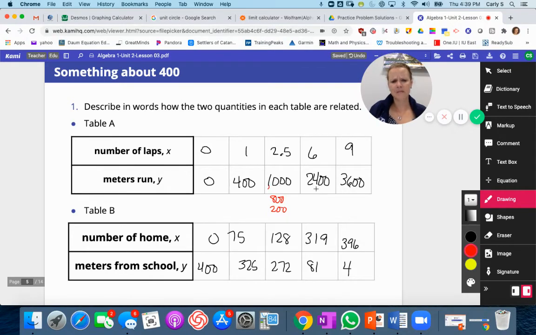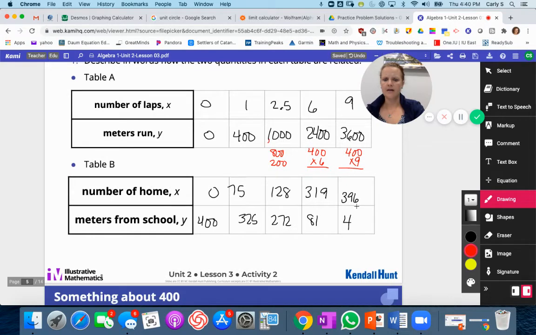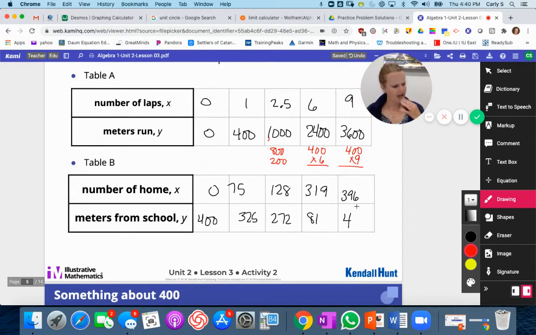Okay, 6 laps would be 400 each lap times 6, which is 2,400, and 9 laps would be 400 each lap times 9, which is 3,600. So the more laps I run, the more meters I run. All right. The number of meters from home. Okay, another typo. Meters from home and meters from school.